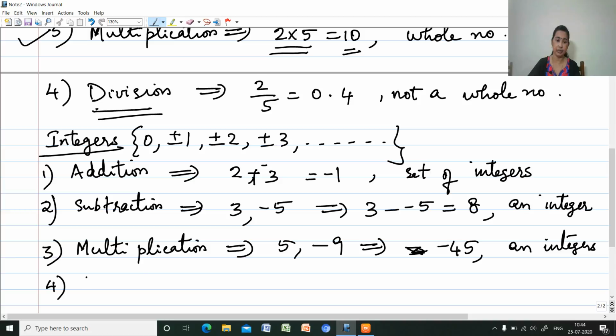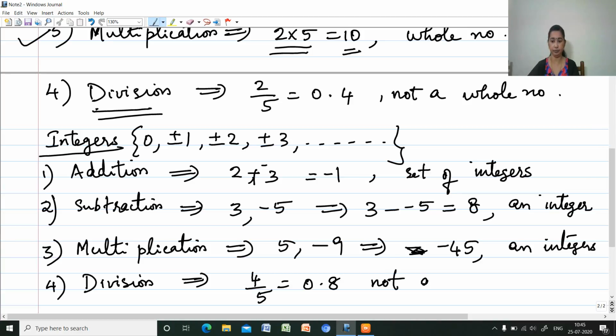Then the fourth one is division. If you are dividing two integers, let it be 4 by 5, that means it is 0.8. 0.8 or 4 by 5 never comes in the integer set. In the integer set, there are only plus or minus 1, plus or minus 2, plus or minus 3, including 0. The 0.8 is a decimal number, it is not an integer. So we can say that integers are not closed under division. So integers are closed under addition, subtraction, multiplication, whereas they are not closed under division.